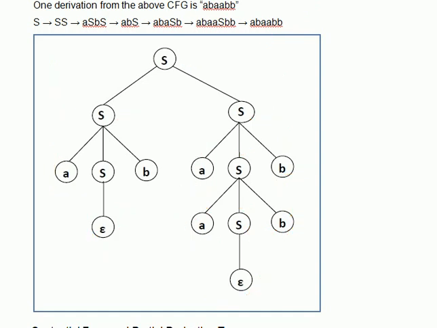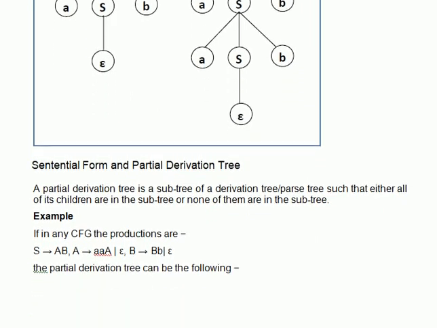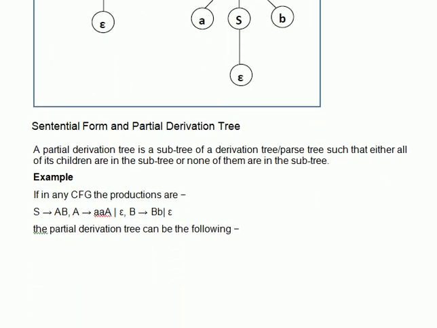Okay, so move on to our next section, that is sentential form and partial derivation tree. A partial derivation tree is a subtree of a derivation tree or parse tree, such that either all of its children are in the subtree or none of them are in the subtree. Okay. In any context-free grammar, the productions are, suppose that, let us take an example.